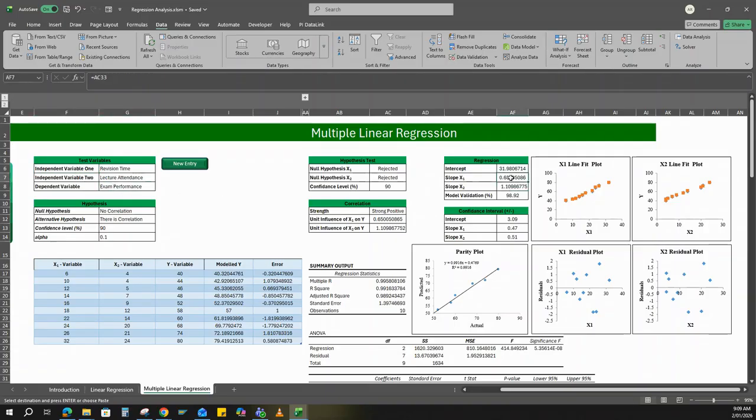Now looking at the slope here, it has just the same values as this one. It's just the same, and the explanation also remains the same.